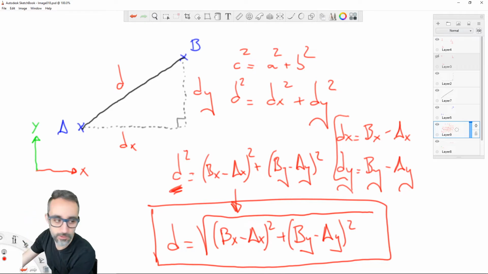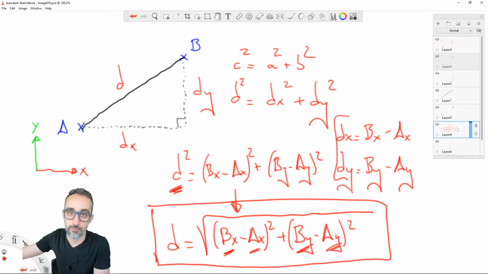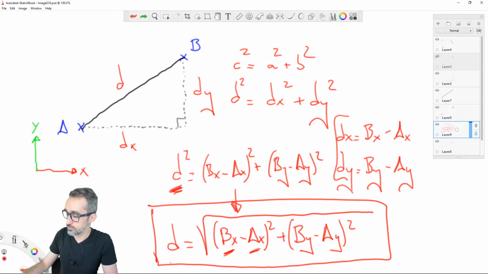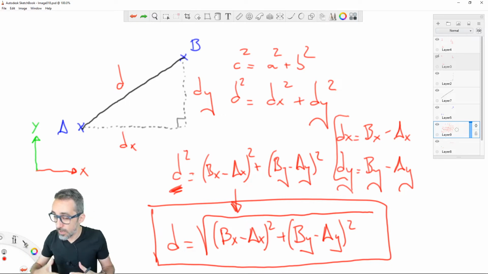What we need to note here is that I know the x-coordinate of point B, I know the x-coordinate of point A, I know the y-coordinate of point B, and I know the y-coordinate of point A. Because I know all those values, I can calculate this distance. So we just solved this problem for two dimensions. Is that clear? Now, how does this extend to three dimensions?